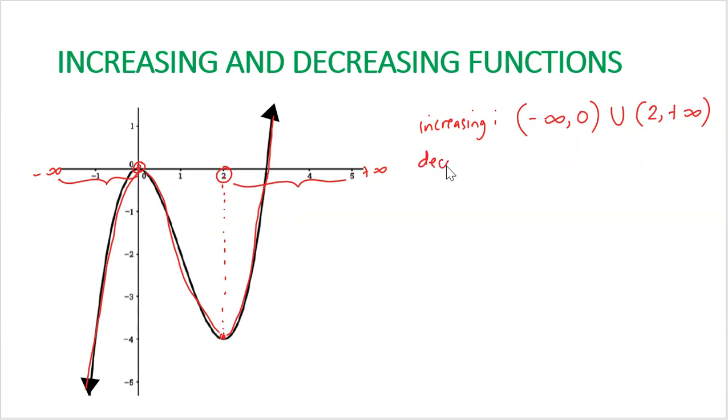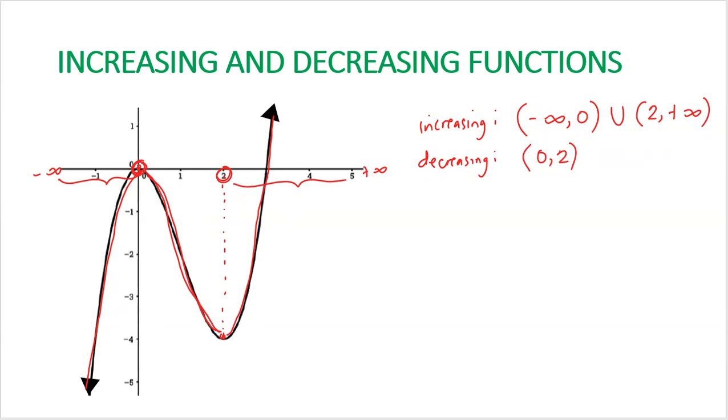And then the interval where the graph is decreasing is from x equals 0 up to x equal to 2. So we shall write it as parenthesis 0, comma 2, close parenthesis.